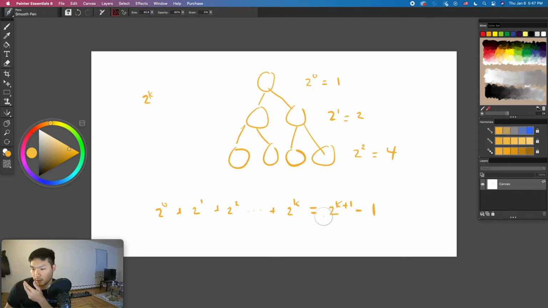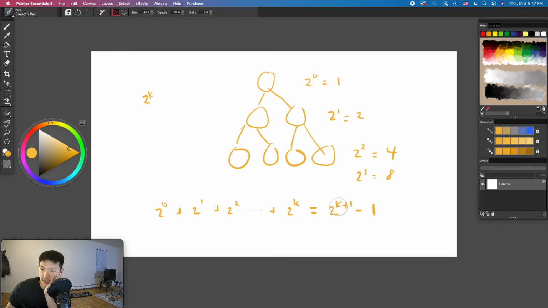Now, this is something that was just in my head, but if we were to try to understand that, what is k here? Let's say we had another level, right? 2 to the 3 would equal 8. So at that level, we would have 15 nodes in total, right?